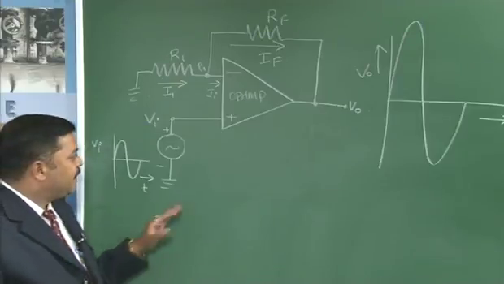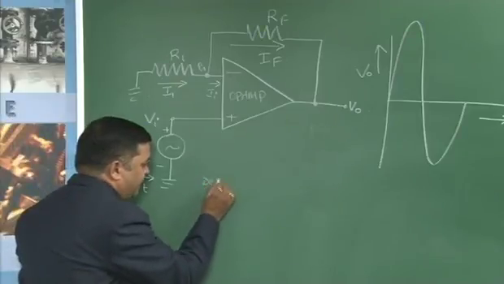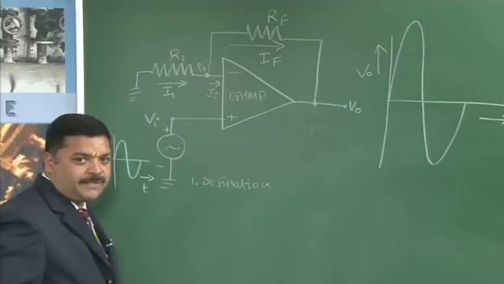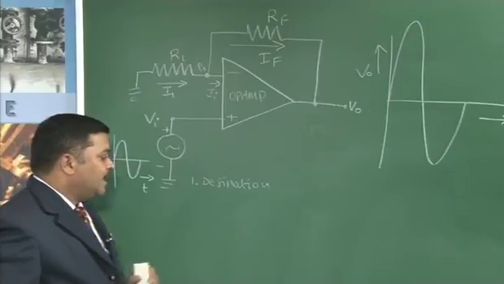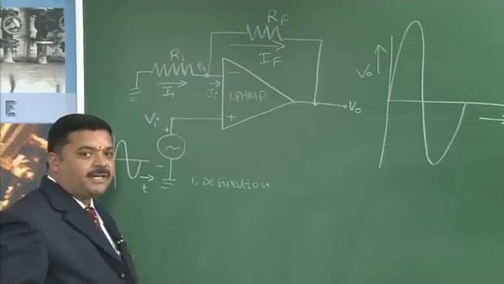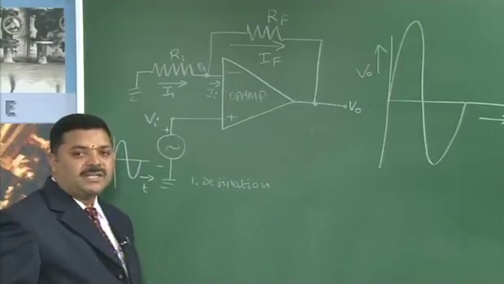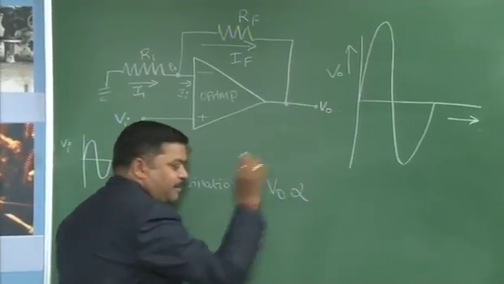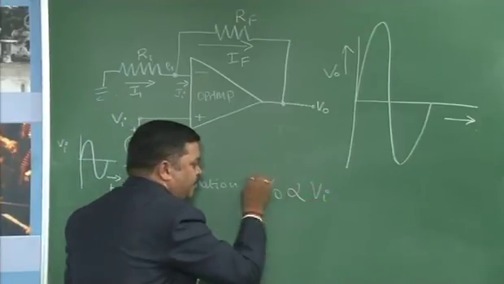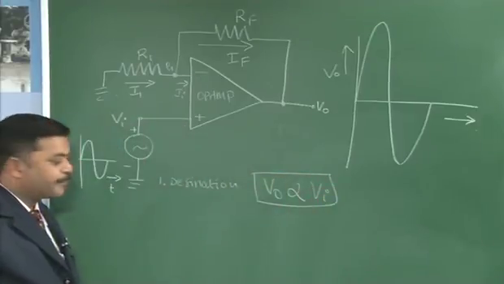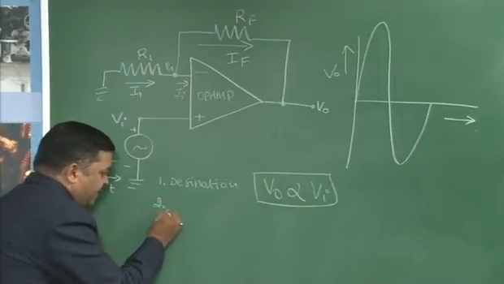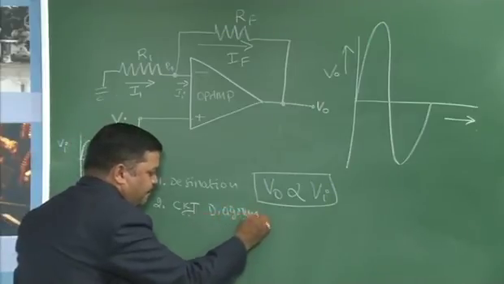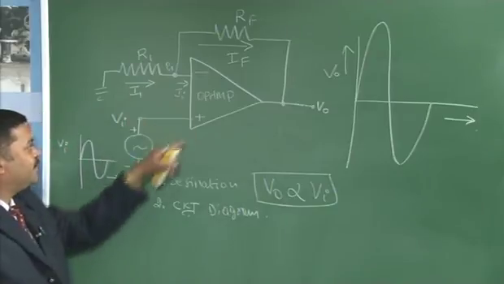Here the circuit details we have to write. First we have to give the definition. Let us all follow this flow. What is the definition of the non-inverting amplifier? A non-inverting amplifier is an amplifier whose output is proportional to the non-inverted version of the input. That means we need to prove that V0 is proportional to Vi. So this is the non-inverting amplifier. Second, the circuit diagram. We have written the circuit diagram.